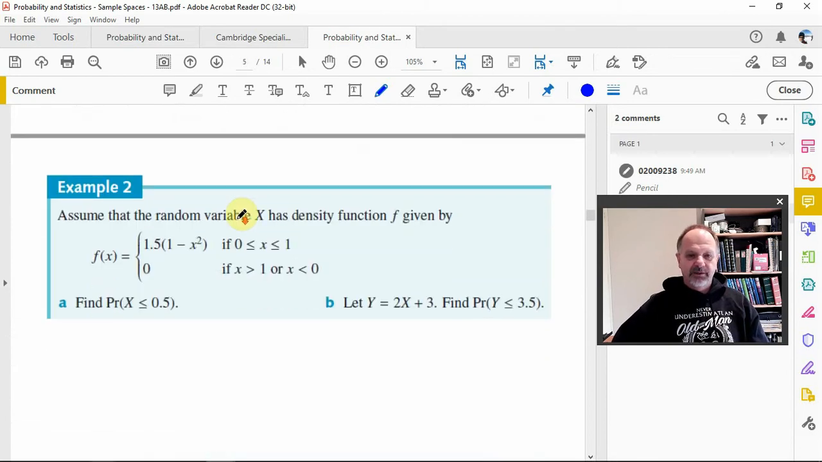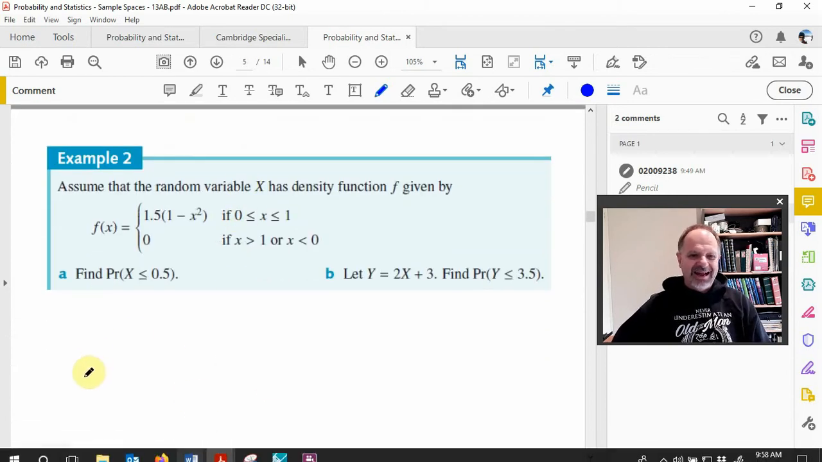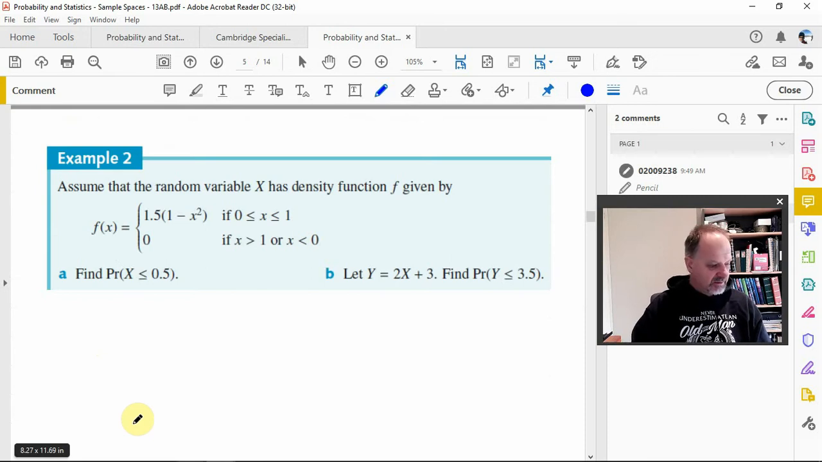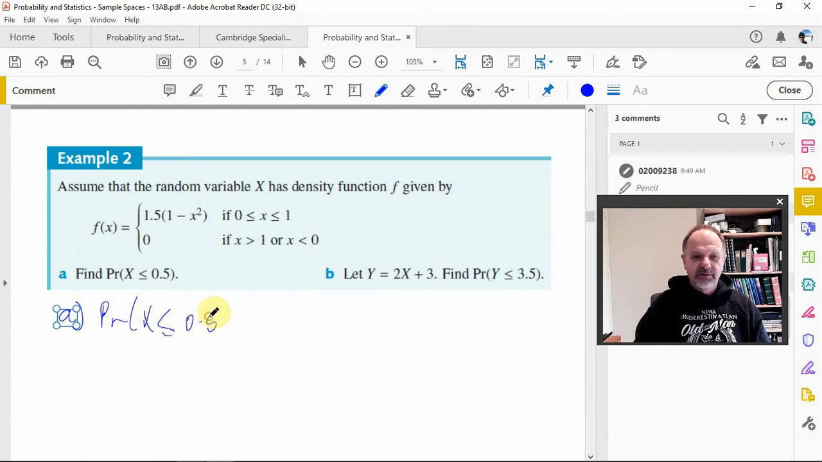Find the probability that x is less than 0.5. So for part A, the probability that x is less than or equal to 0.5. With these, we are looking at less than or equal. As it turns out, for technical reasons, x less than 0.5 and x less than or equal to 0.5 is the same, but we don't need to worry about that.